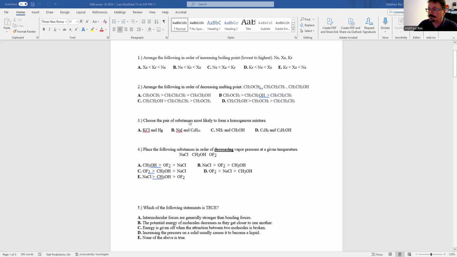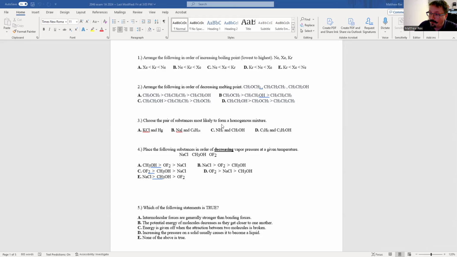Choose the pair of substances most likely to form a homogeneous mixture. In the first one, we have an ionic compound and a metal. So we're looking for like dissolving like. The ionic substance and the metal are not miscible in each other. Next one, we have NaI, sodium iodide. That's ionic, but the C6H14, the hexane there, is non-polar. There's no polarity similarity, so not like dissolving like.